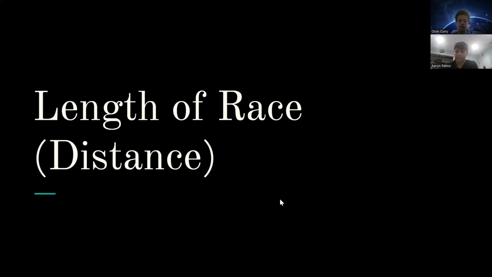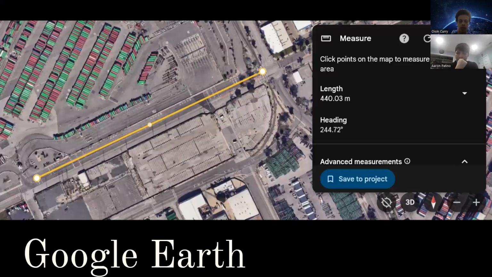The length of the race we calculated from where they were starting at the light on the bottom left side, and then the ending, which we put at the railroad, which is 440 meters or a quarter of a mile.